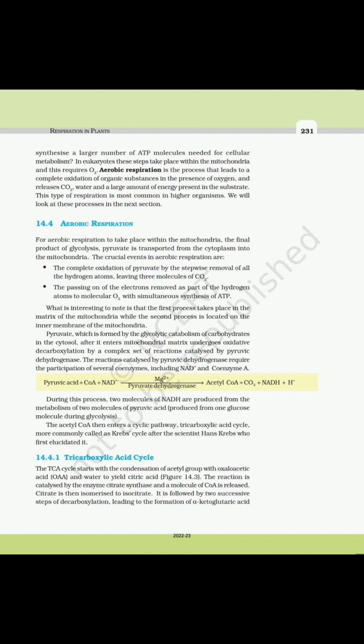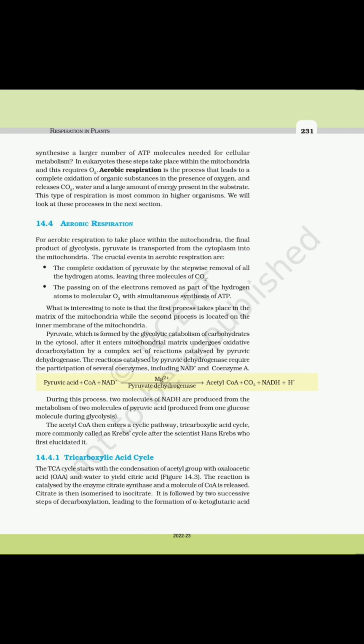Pyruvate, which is formed by the glycolytic catabolism of carbohydrates in the cytosol, after it enters the mitochondrial matrix, undergoes oxidative decarboxylation by a complex set of reactions catalyzed by pyruvic dehydrogenase. The reactions catalyzed by pyruvic dehydrogenase require the participation of several coenzymes, including NAD+ and coenzyme A. Pyruvic acid + CoA + NAD+ makes, in the presence of Mg2+ and pyruvate dehydrogenase, acetyl CoA + CO2 + NADH + H+.